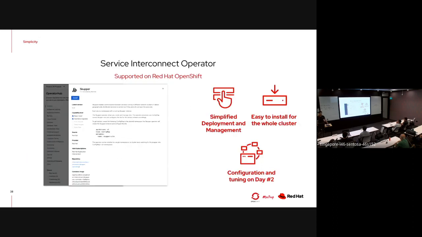Right, so another interesting thing for OpenShift, we actually have a Service Interconnect operator. So this simplifies the installation of Skupper. It's easy to install for the whole cluster. It is also useful for configuration tuning on day 2 requirements. It also becomes a lot simpler because you have this available to you as an operator.